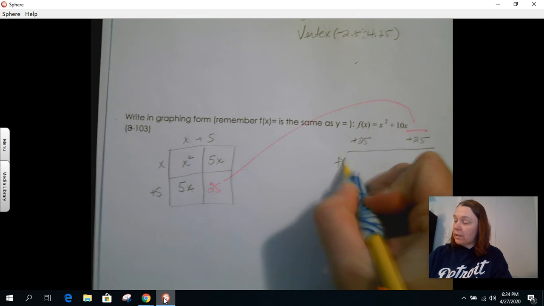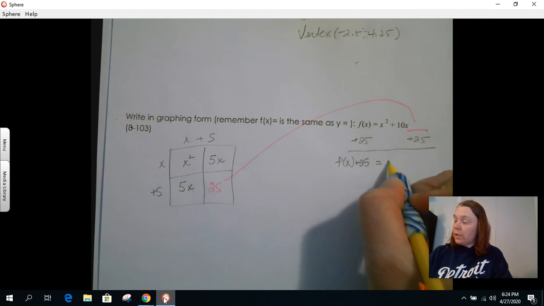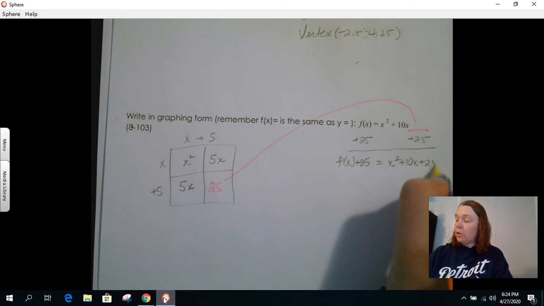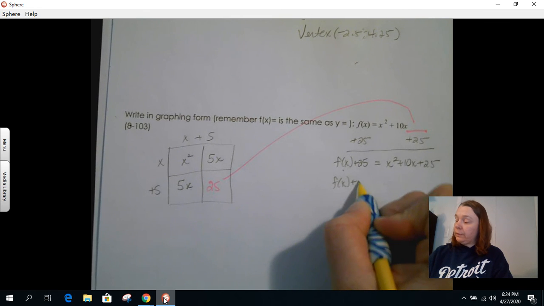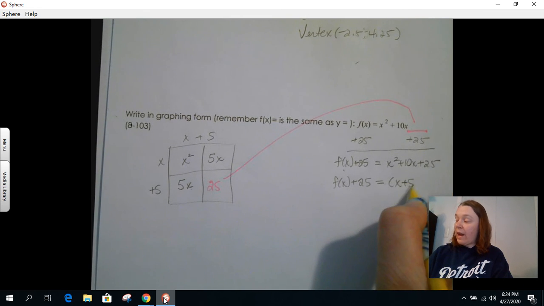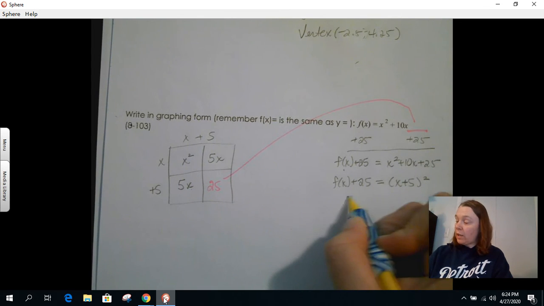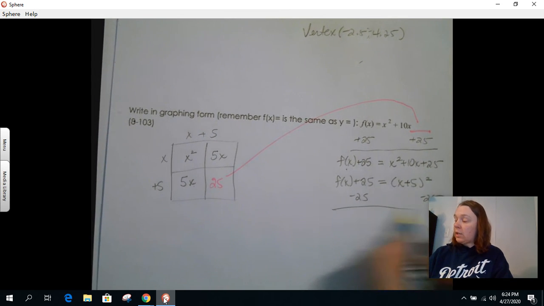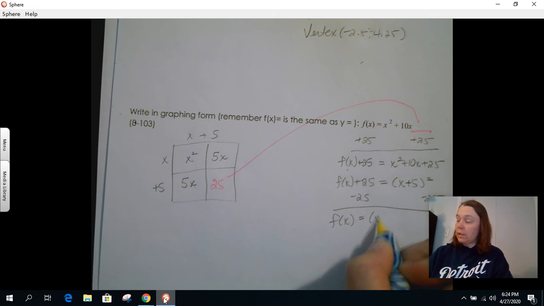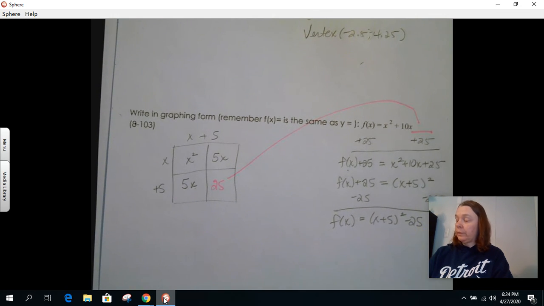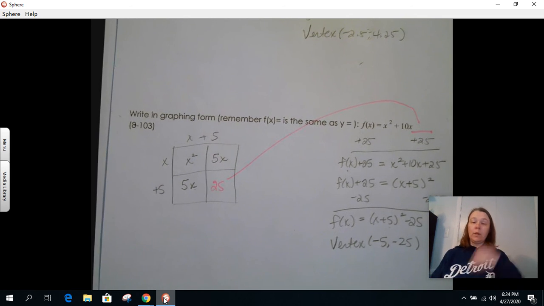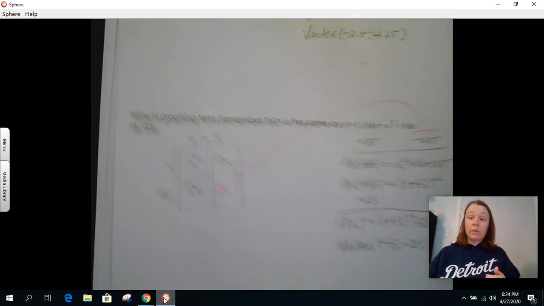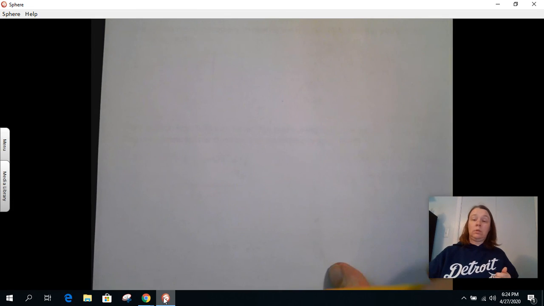Okay, so I would have f of x plus 25 equals x squared plus 10x plus 25, which you could totally write as y instead of f of x if you want, that's fine. And then this is the same as x plus 5 squared. And then I would subtract off that 25. And then once I do that, I could say what my vertex is. So I would say my vertex is, here I would take the opposite, and then it's the same. Okay, I've got one more for you guys to try. So see if you can do this one by yourself.